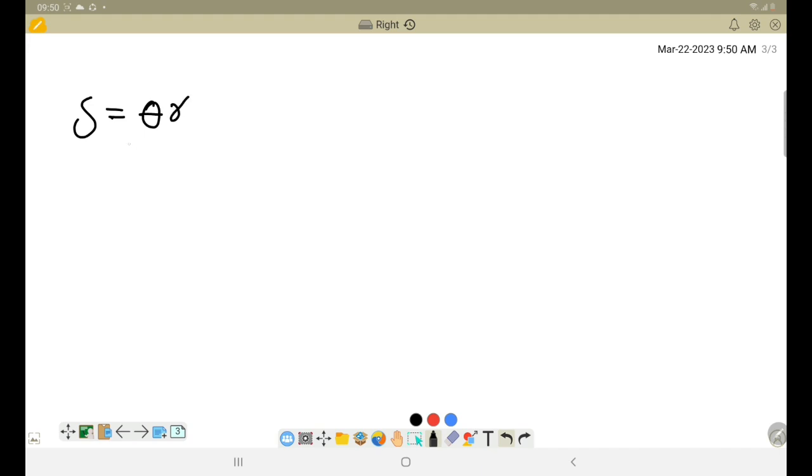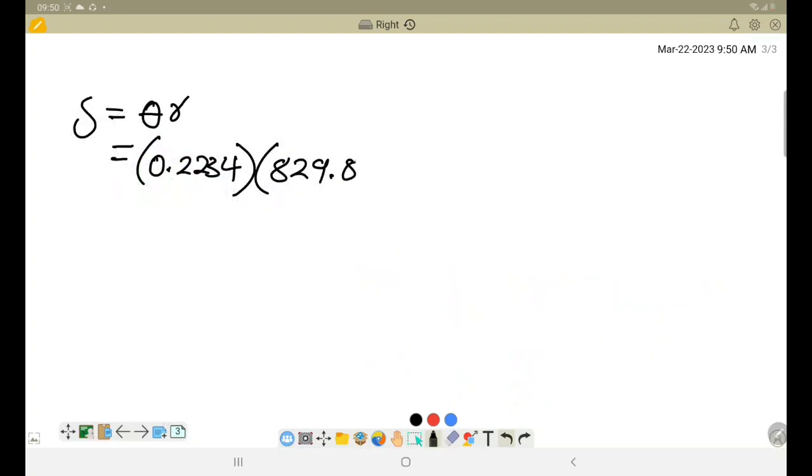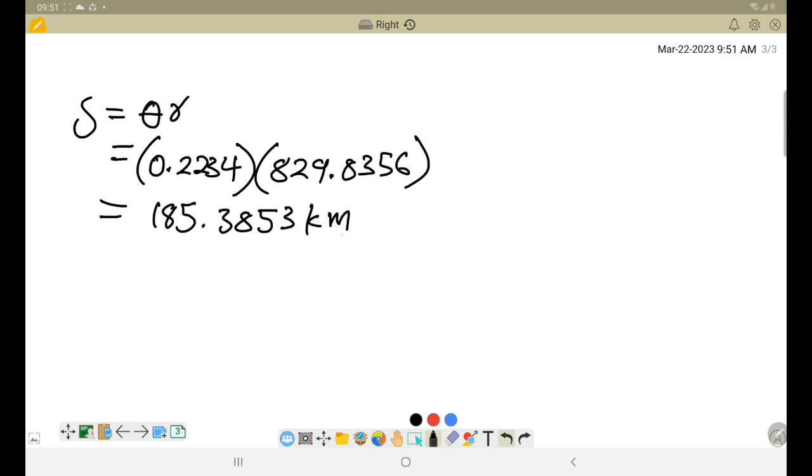Right now we can find the arc length. It's theta R. Our theta is 0.2234. Then our radius is 829.8356, let's confirm, which gives 185.3853 kilometers.